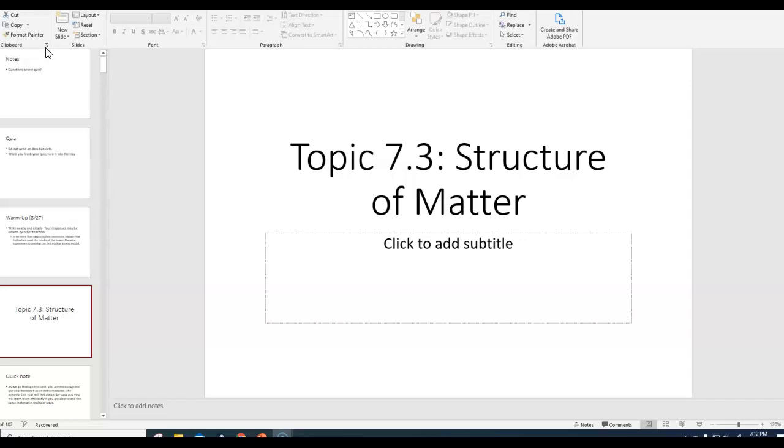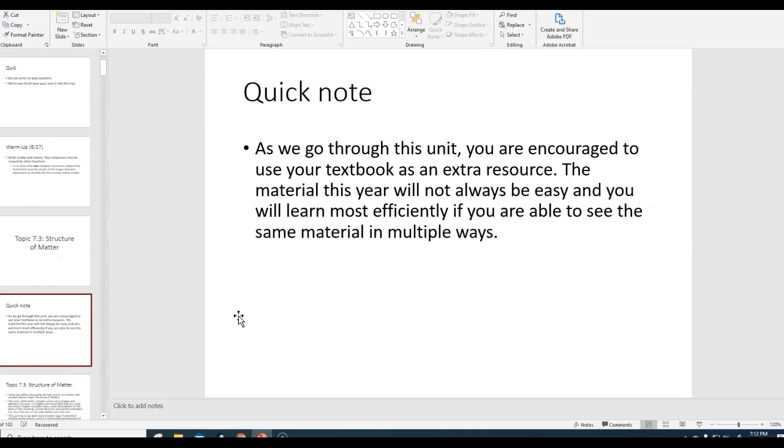Okay, so this video is going to be kind of like an introduction to topic 7.3. The name of topic 7.3 is called the structure of matter, but a lot of this unit is going to be about what I like to call particle physics. Now, there's something important that you need to know about topic 7.3.